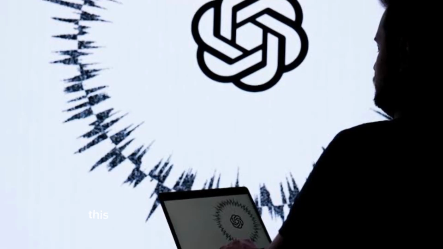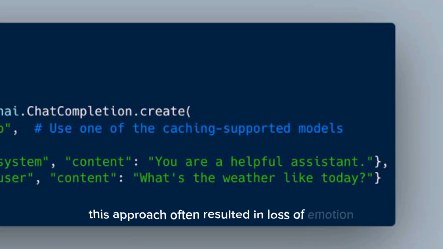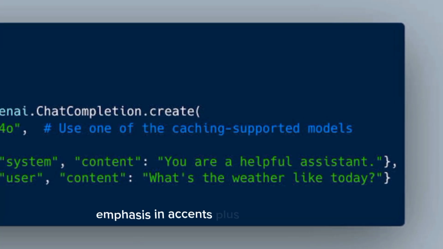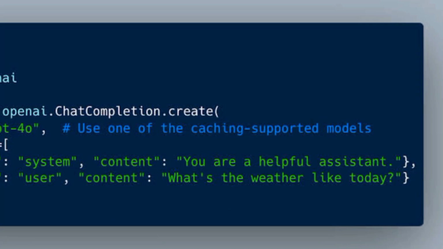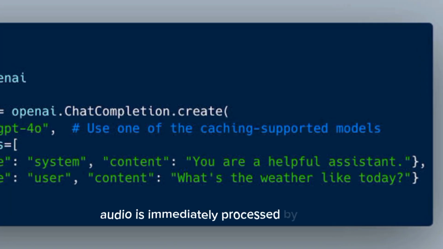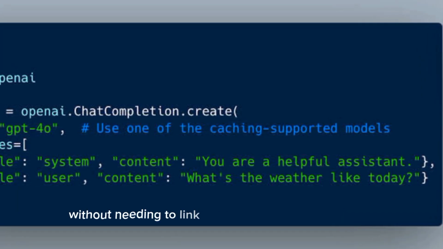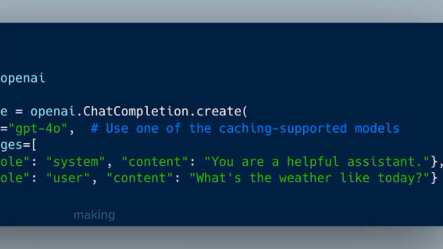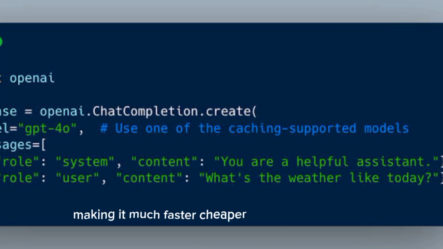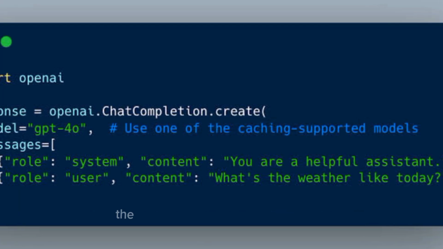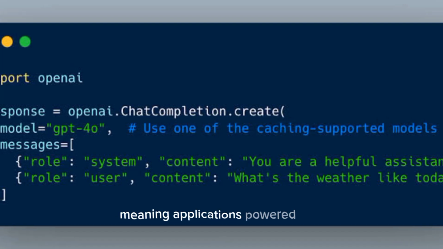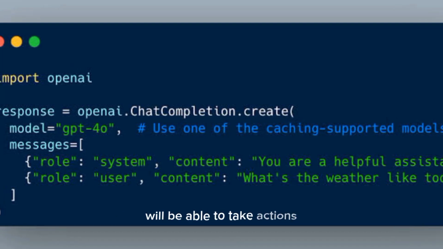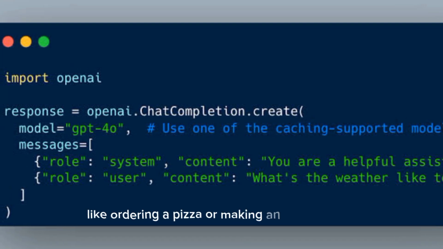OpenAI says this approach often resulted in loss of emotion, emphasis and accents, plus noticeable latency. With a real-time API, audio is immediately processed by the API without needing to link multiple applications together, making it much faster, cheaper, and more responsive. The API also supports function calling, meaning applications powered by it will be able to take actions, like ordering a pizza or making an appointment.